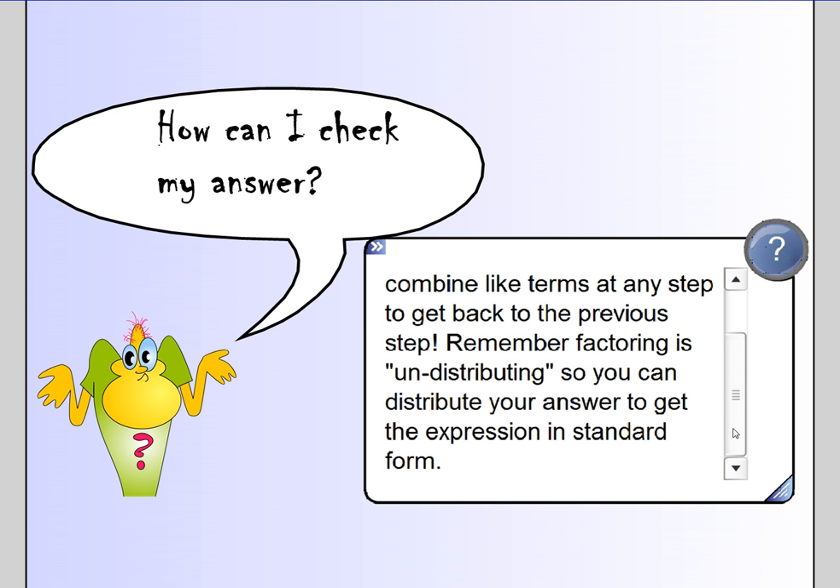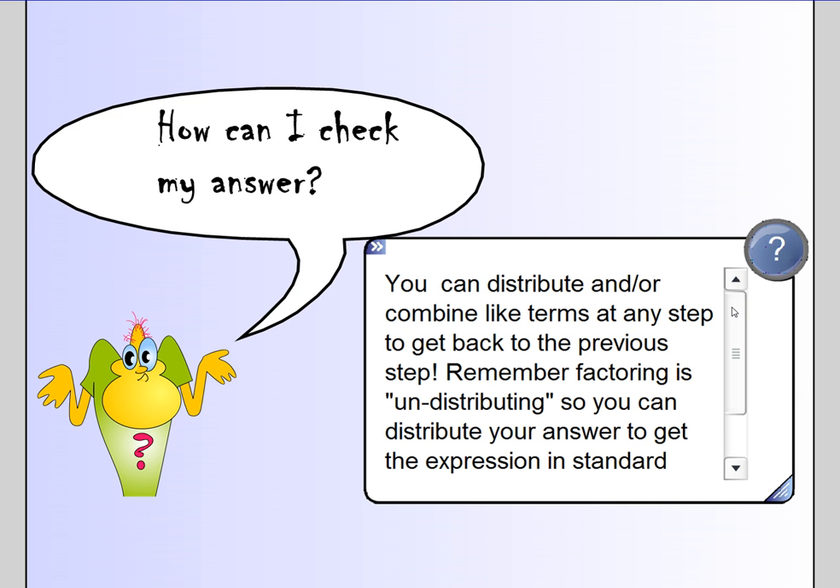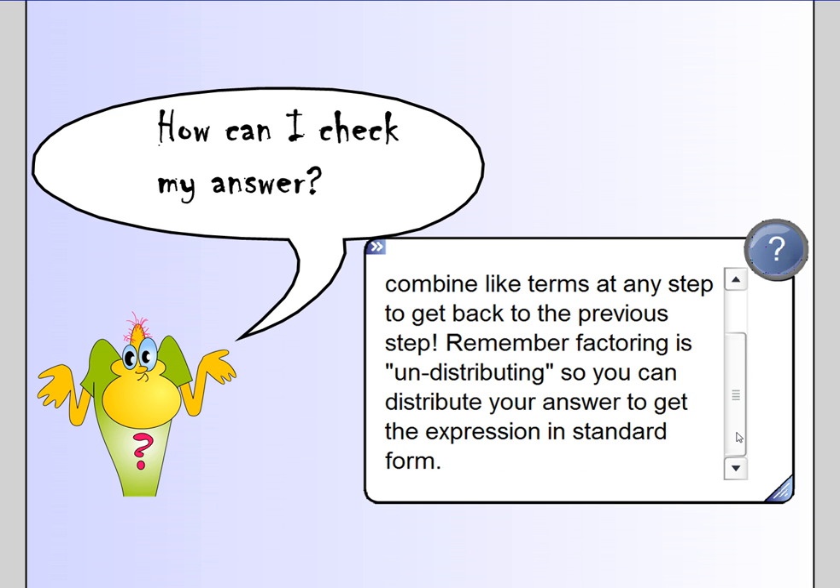Alright, so now I've done all this and I want to check my answer because there's not anything worked out for me to tell me whether I'm correct or not. So in order to check our answer, we can distribute or combine like terms at any step to get back to the previous step. Just like factoring is undistributing, you can distribute your answer to get the expression in standard form.